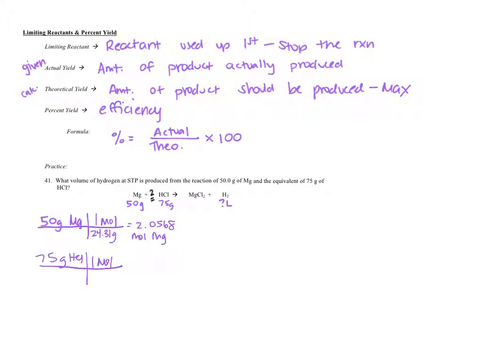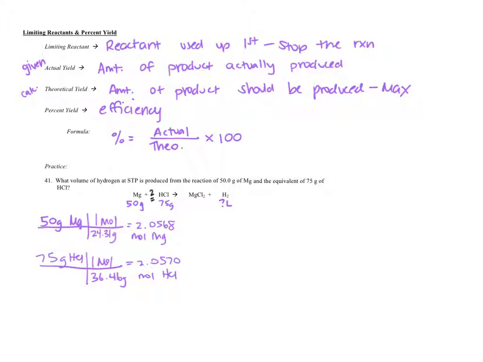Then again, I'm going to do the molar mass of HCl, 36.46, and I should get 2.0570 moles of HCl. So when you look at this very quickly, they're about equal. So you can't say, oh, they're equal, there is no limiting, none runs out, and so forth. You have to take it a step further.